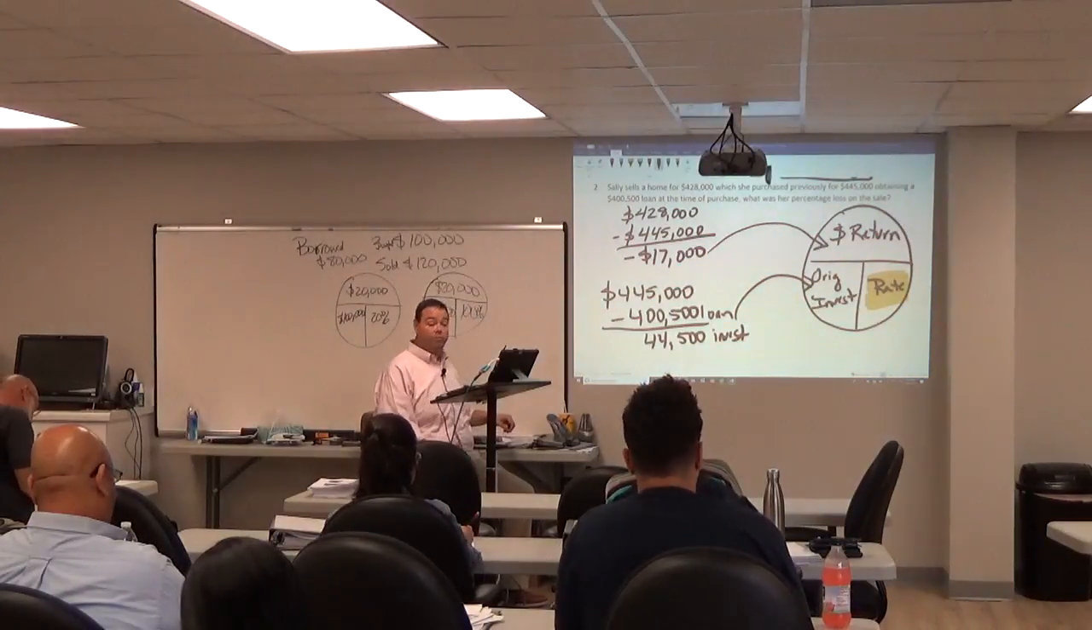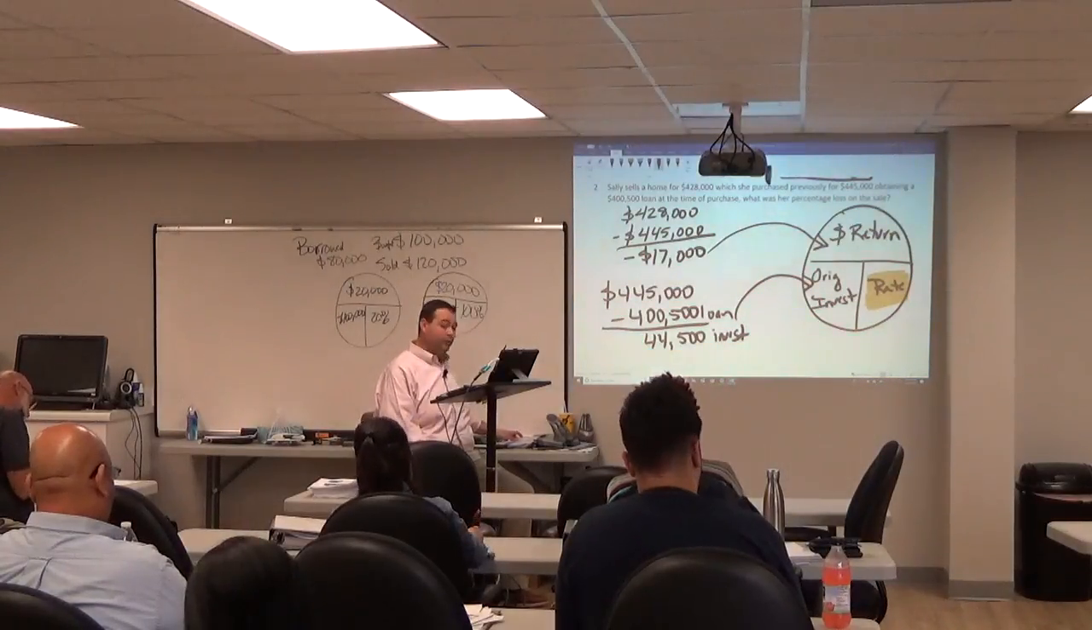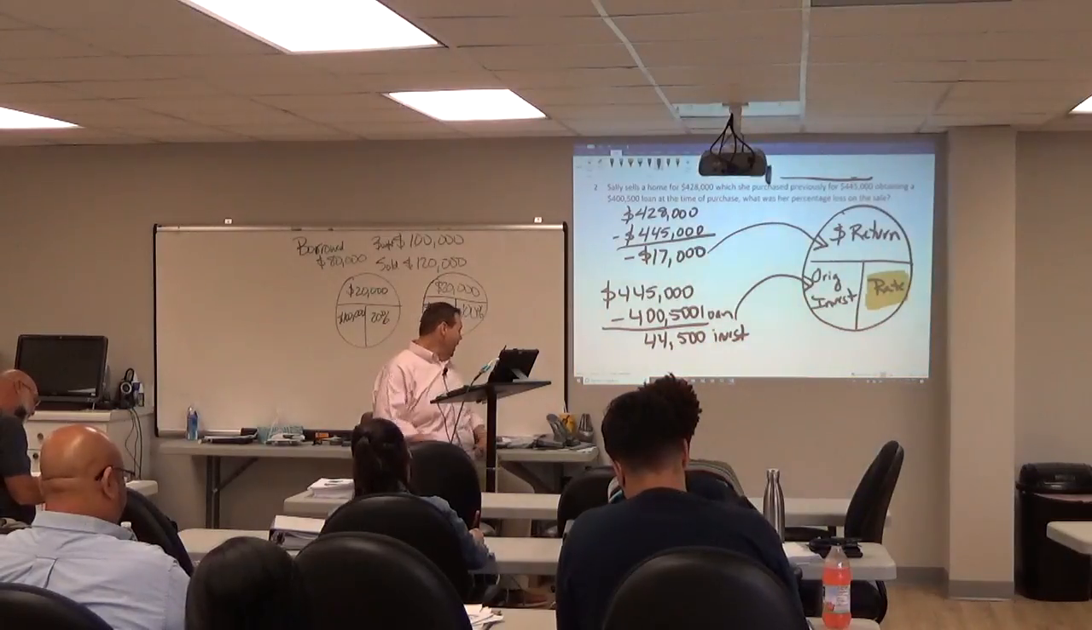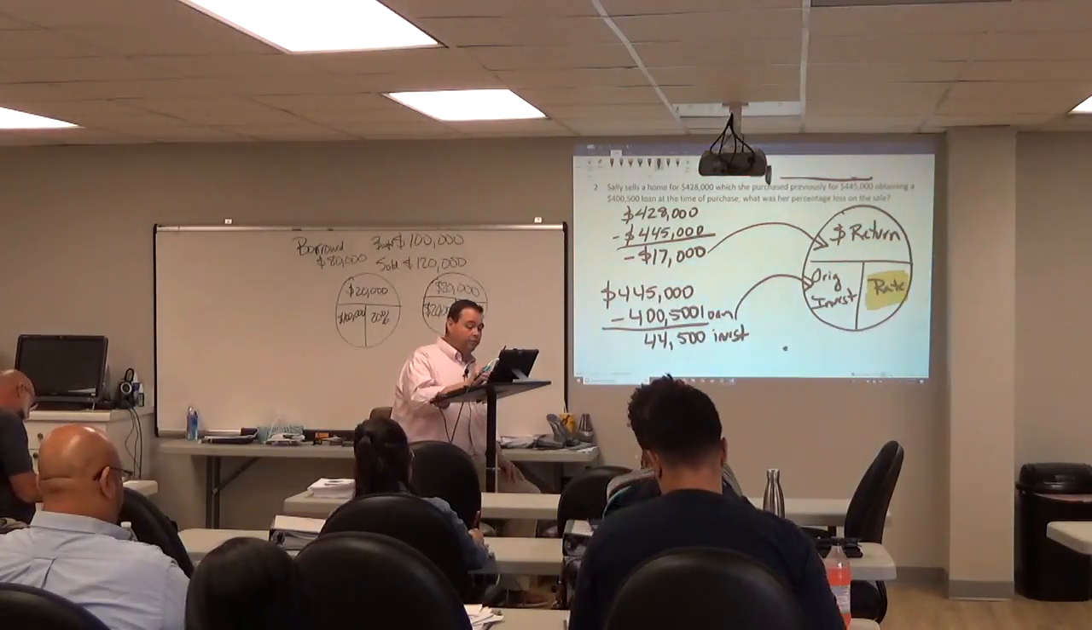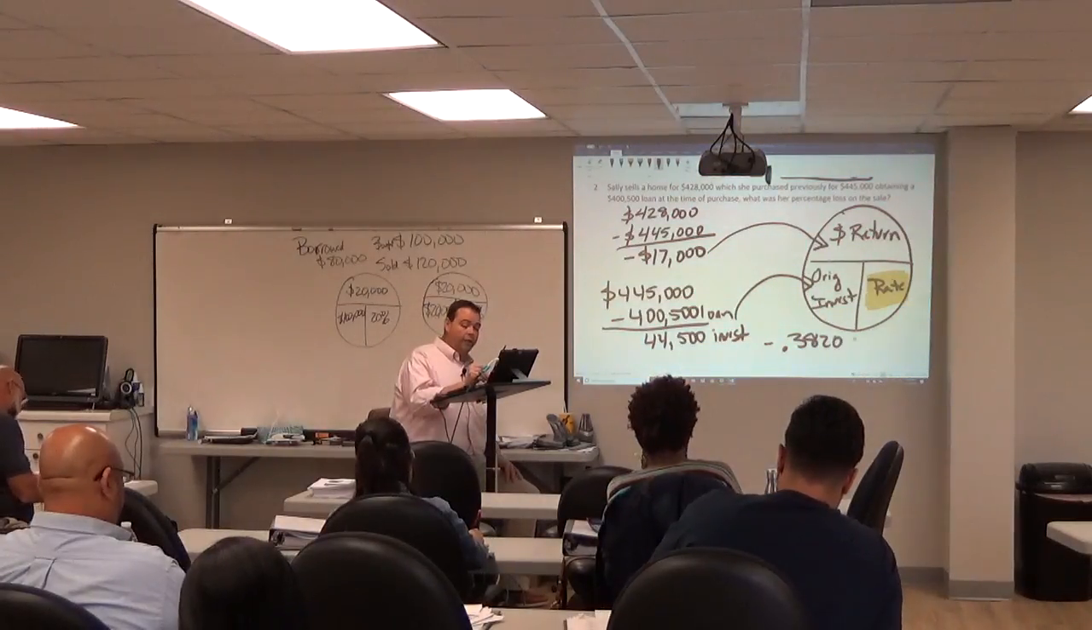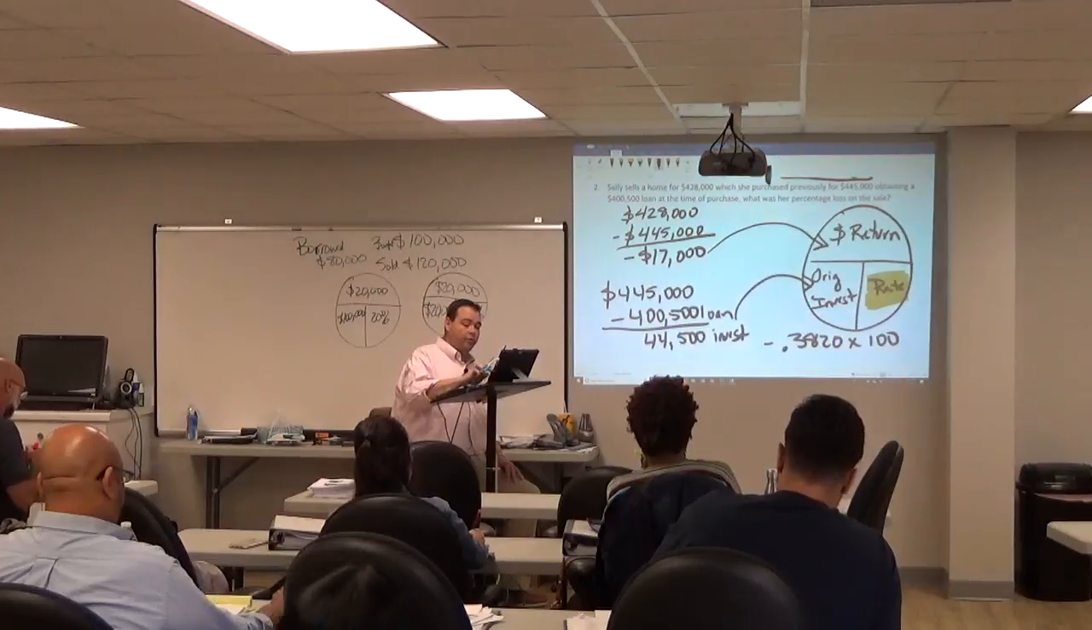So the math is going to be a negative $17,000 divided by what? $44,500. And that is negative 0.3820 times 100, which is going to give us what?